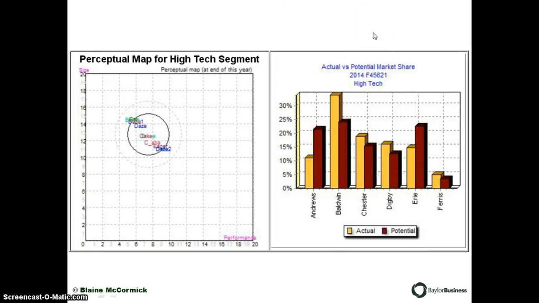But in high tech, we had people stocking out. And so you see some variance here in actual and potential market share. We'll say more about that as we get to page 7 of the Fast Track, looking at actual and potential market share as we go through there. But compare and contrast those two between the high and the low tech.